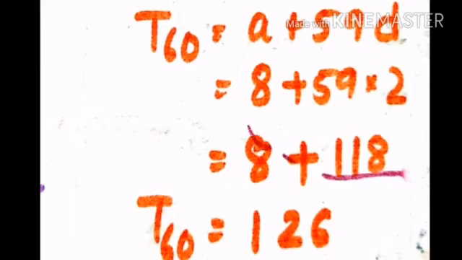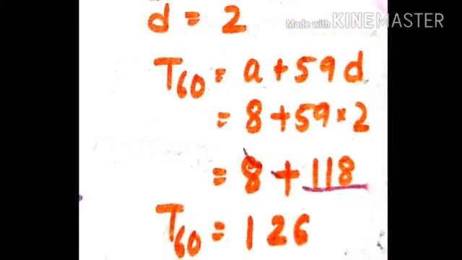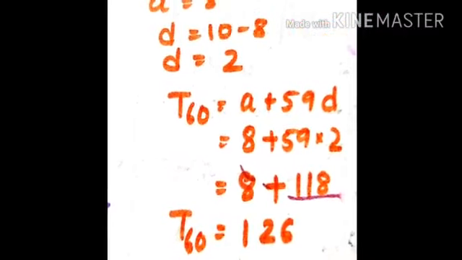So here T60 is equal to A plus 59D. Substituting the values of A and D, A is 8 plus 59 into D, which is 2. So 8 plus 118 is equal to 126. This is the last term of this AP, which is 126, and we already know the difference is 2. Now we have to see the sum of the last 10 terms. So which are the last 10 terms? If 60 is the last term, 51 will be the first term of the last 10 terms. 51, then 52, 53, 54, like that up to 60, there will be 10 terms altogether.